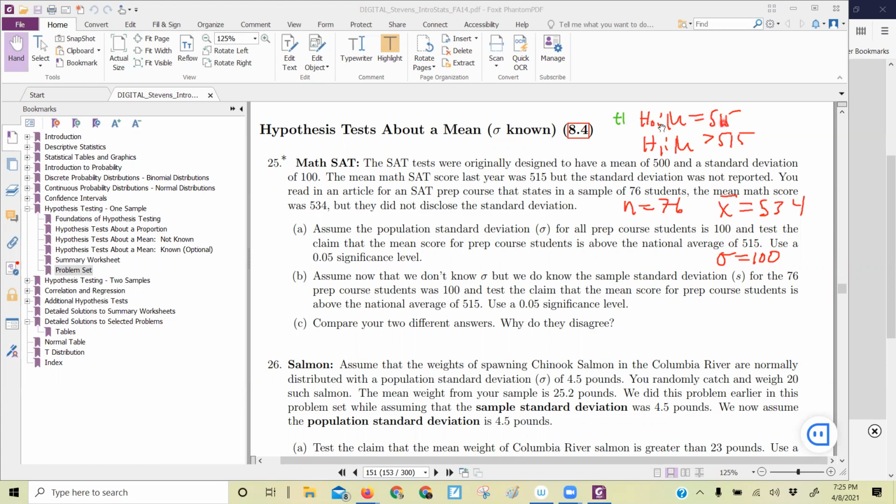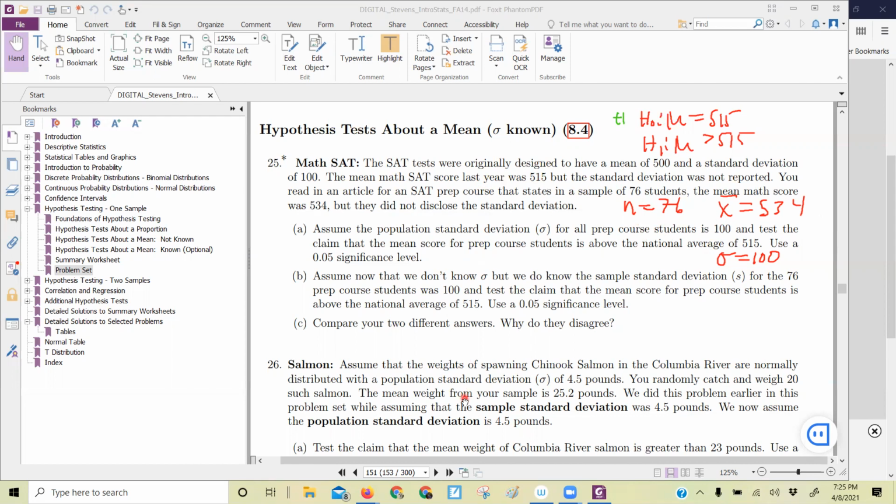So the claim is H1, right? That's the claim. And the null hypothesis says no, it's not more than 515. Basically the prep course didn't do much for them as far as improving their grade or score. And we got a sample size of 76, and that's our sample mean. And I've got that population standard deviation.